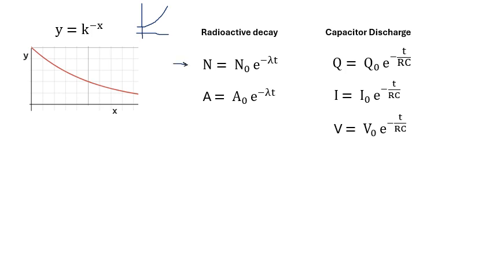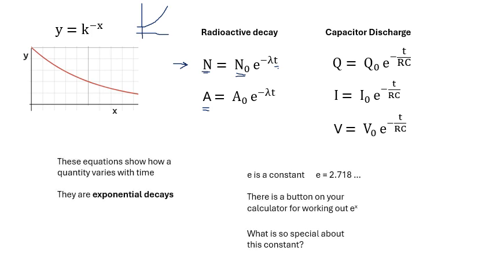Our example, this one here, N equals N naught e to the minus lambda t. This is for radioactive decay. N naught is the number of atoms you start with, and you'll see that N is then a function of time. Yes, as time passes, the value of N changes. The activity, which I could write dN/dt, also goes down exponentially. Yeah, it is a function of time. We'll worry about the capacitors later. So these equations show how a quantity varies with time, and they are exponential decays.